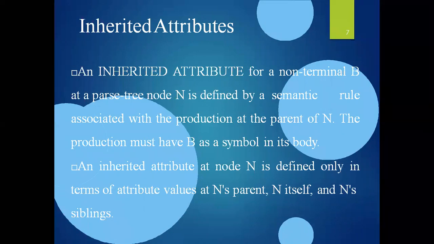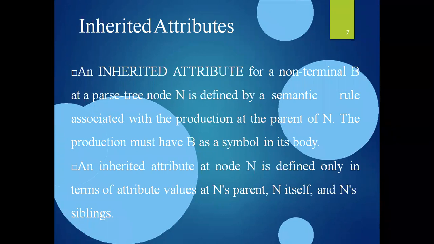And how I am computing the value for the a means based on the values of the attributes at the siblings and the parent of that node, right? In another way, the value of an inherited attribute at a node in a parse tree is defined using the attribute values at the parent or siblings. Is it clear? That means I am taking the values from the parent, or from the siblings, or from the siblings to the parent and that parent to the inherited attribute.